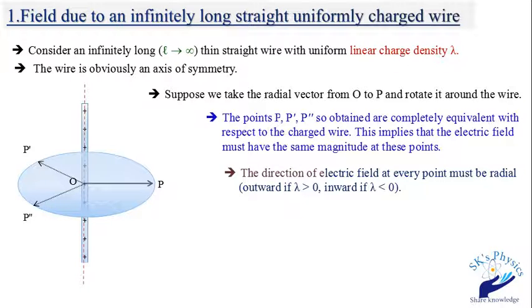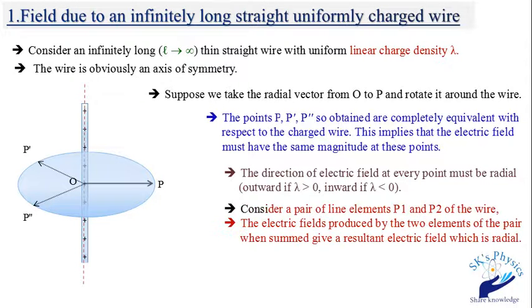The direction of electric field at every point must be radial. Outward if lambda is greater than 0, inward if lambda is less than 0. Here it is the outward direction, that is, lambda is greater than 0.